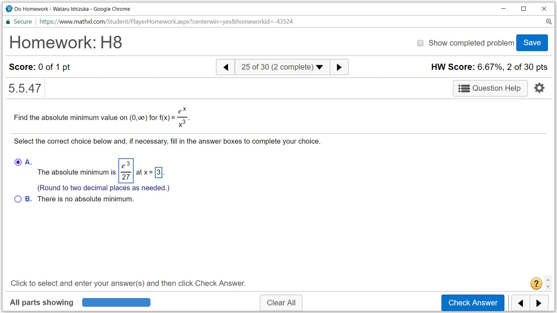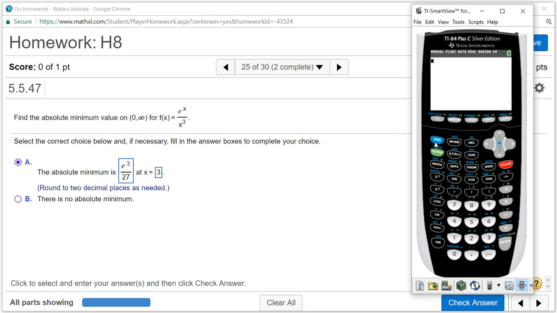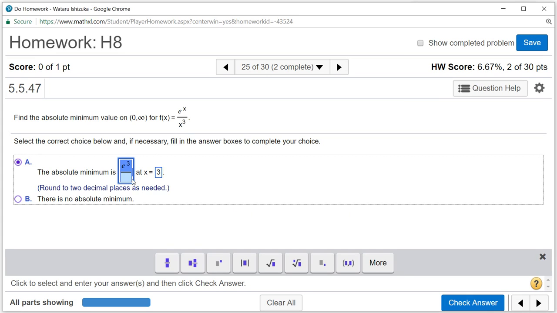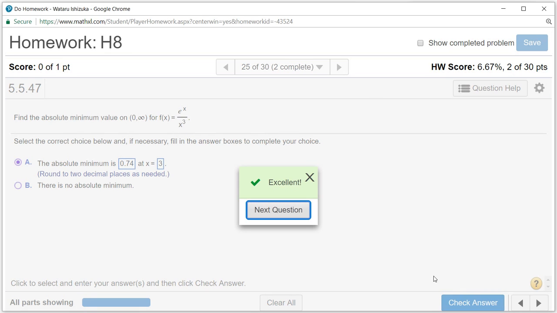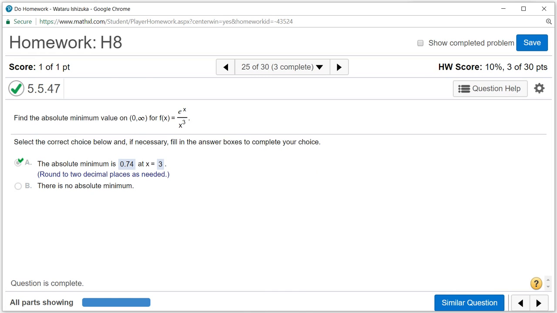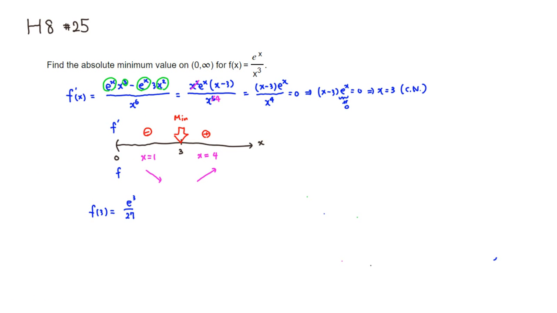So I'm going to bring out the calculator. We just need to compute e cubed, and then divide it by 27. Hit enter. It's 0.743, so 0.74. I'm going to put 0.74. Let's check the answer. All right, got that. That's it. I hope that this was clear.